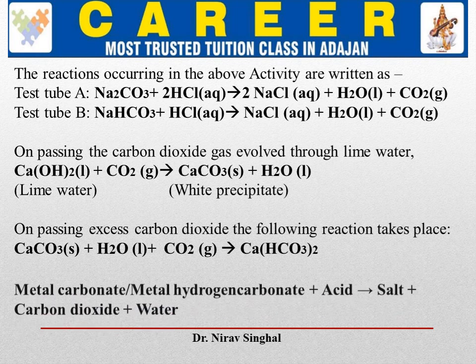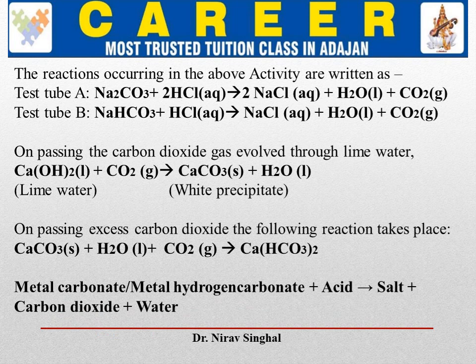calcium hydrogen carbonate. So it is now clear that whenever any metal carbonate or metal hydrogen carbonate comes in contact with an acid, it gives salt plus CO2 plus H2O. So which gas is released? Carbon dioxide. Which gas is released when a metal reacts with acid? If only a metal reacts with acid, then hydrogen gas is released, which supports fire. Whereas when metal carbonate or metal bicarbonate reacts with acid, it releases carbon dioxide gas, which acts as a fire extinguisher.